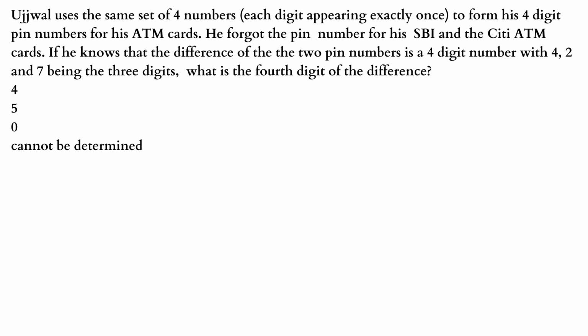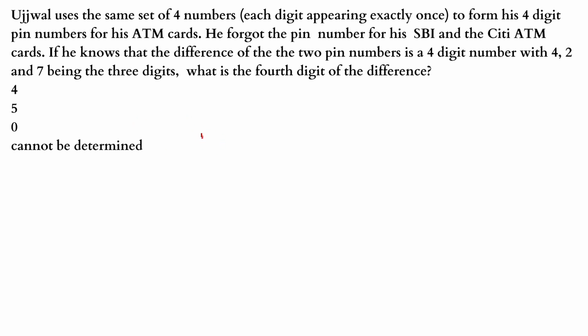Let's move on to this question. Ujjwal uses the same set of four numbers, each digit appearing exactly once, to form his four digit PIN numbers for his ATM cards. He forgot the PIN number for his SBI and the Citi ATM cards. If he knows that the difference of the two PIN numbers is a 4-digit number, with 4, 2 and 7 being the 3 digits, what is the 4th digit of the difference?